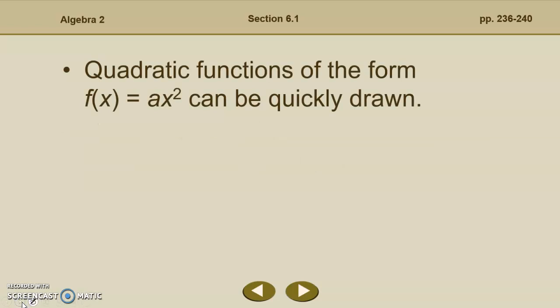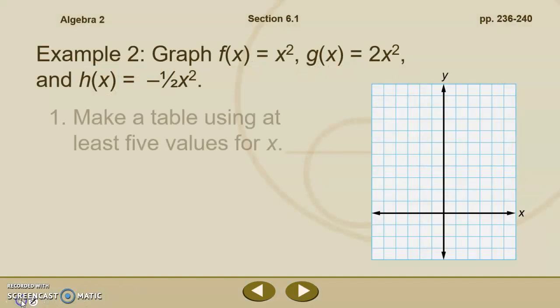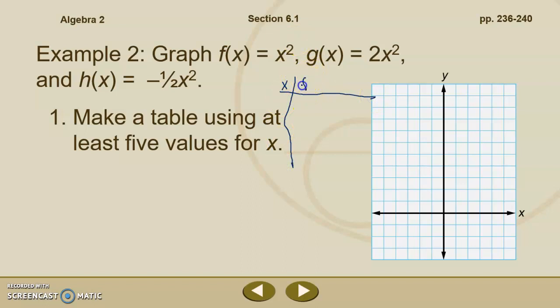Quadratic functions of the form f of x equals ax squared can be quickly drawn. So let's try one. Graph f of x, g of x, and h of x. The first thing that we want to do is make a table using at least 5 values for x. So what we can do is make a table that has x here, and then one that has our f of x, which is x squared, one that has our g of x, which is 2x squared, and one that has our h of x, which is -1/2 x squared. And we'll plug in some negative and some positive values. We could plug in a -2, -1, 0, 1, and 2.